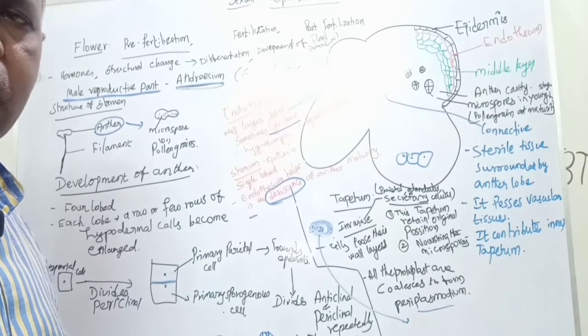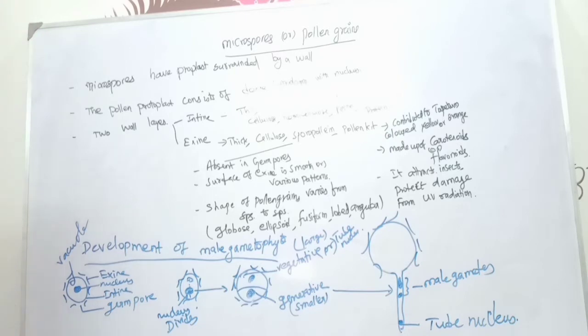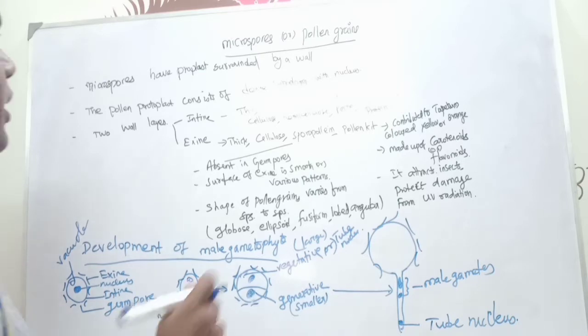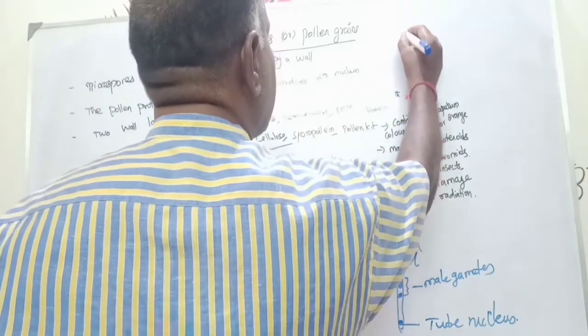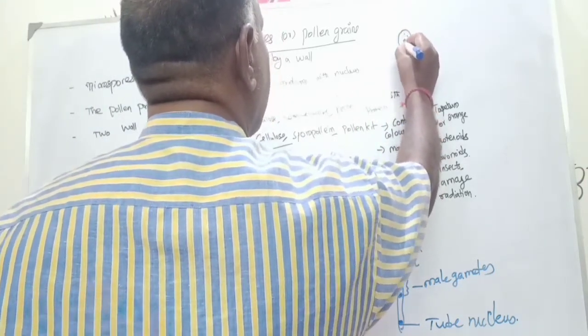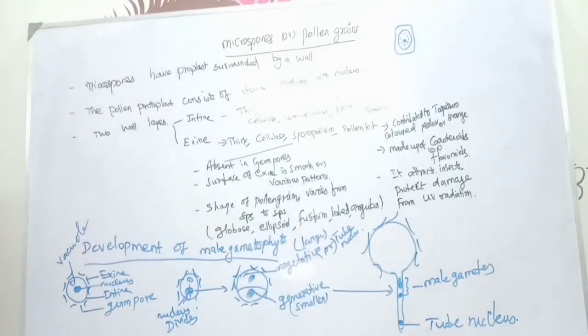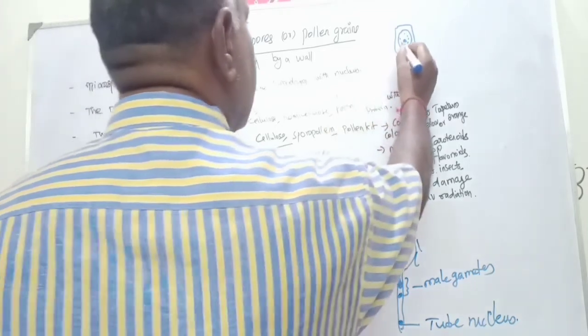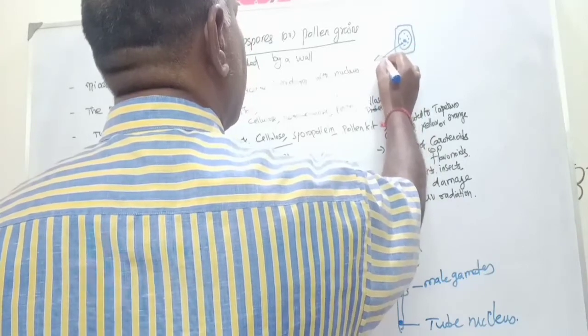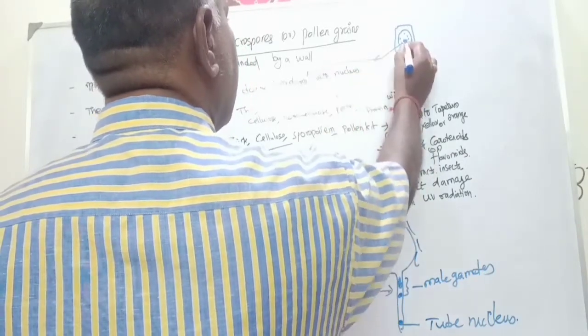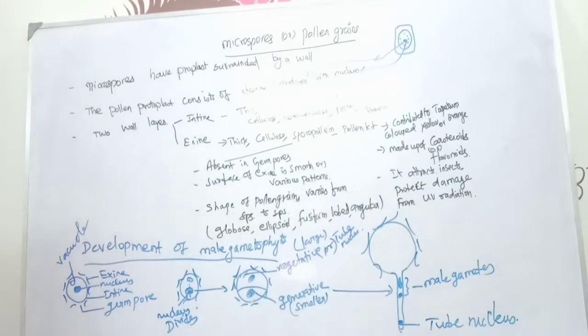Okay, students. Next one is microspore or pollen grains. The microspore has a protoplast surrounded by a wall layer. The pollen protoplast consists of dense cytoplasm with nucleus.